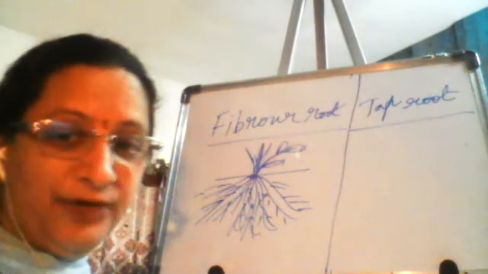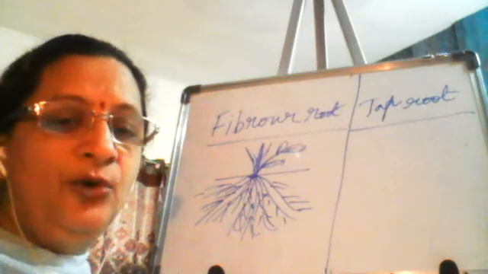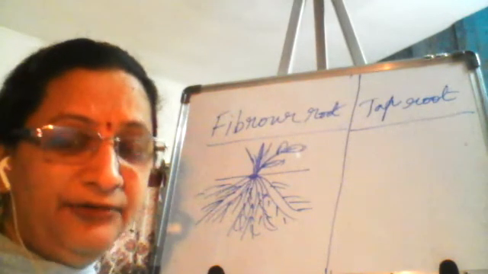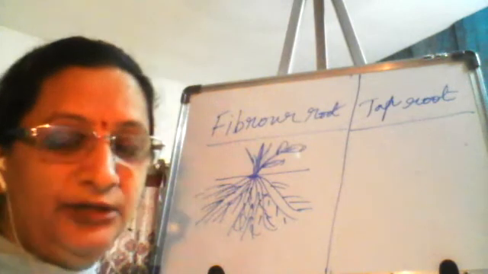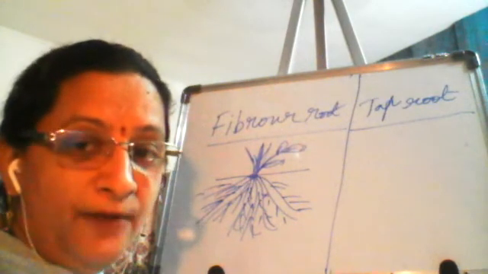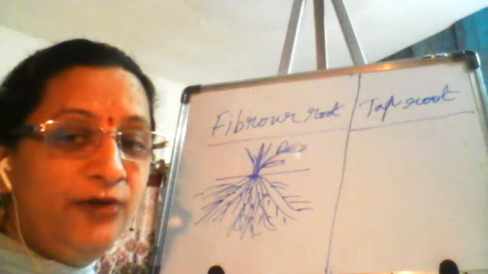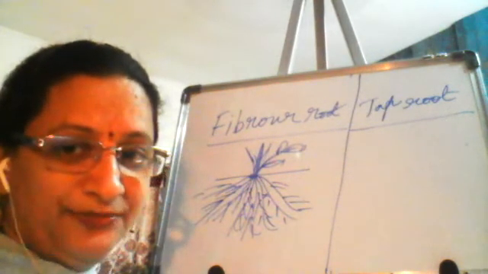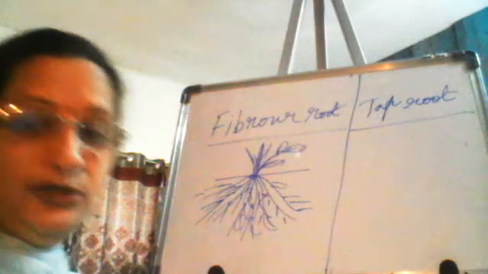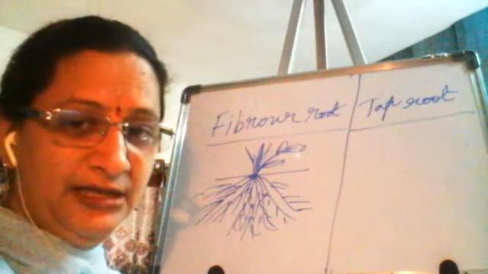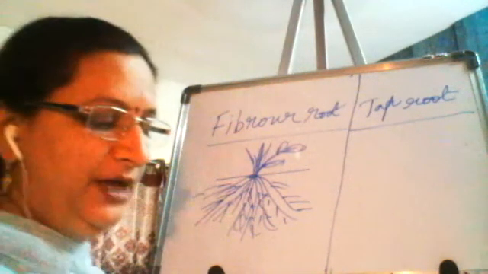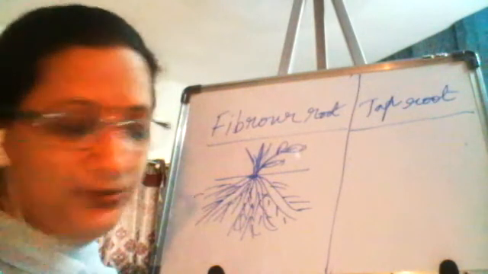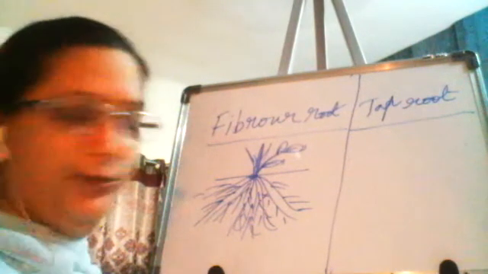So you know the function of the fibrous roots. They hold the plant very, very tightly to the ground. So even if there is a storm, even if there is a very strong wind, the plant will not move. It will be very, very strong. And it will also absorb the water from the soil and give it to the plant. Now that we will understand in the functions of the roots. Let's understand the tap root now.